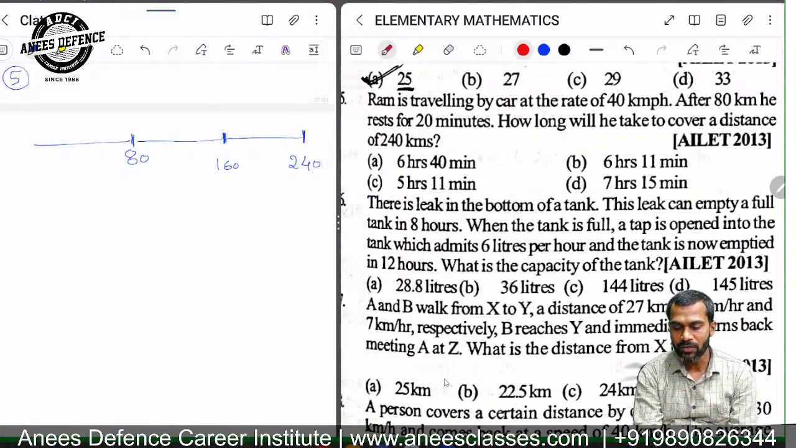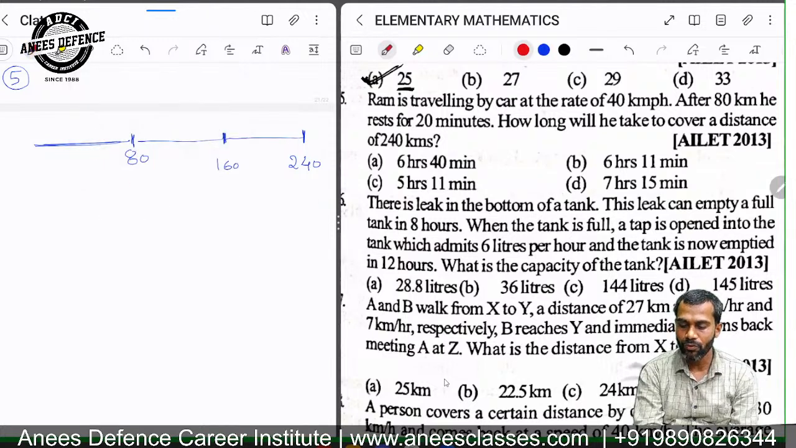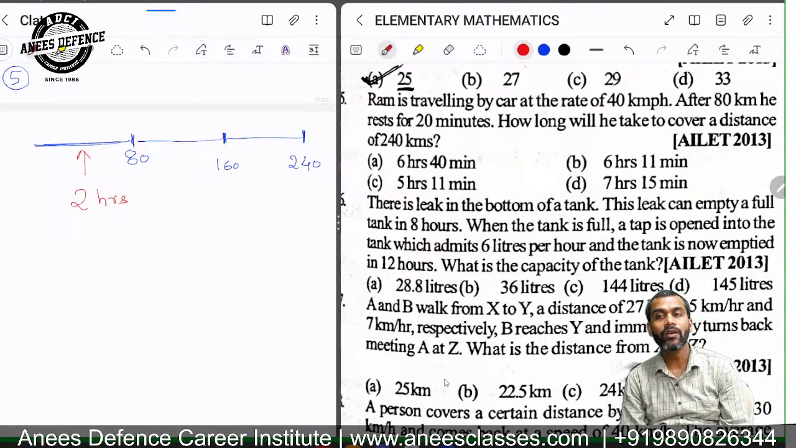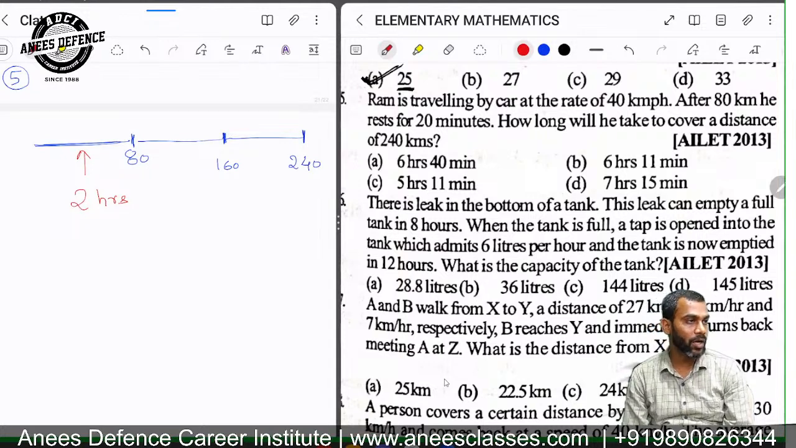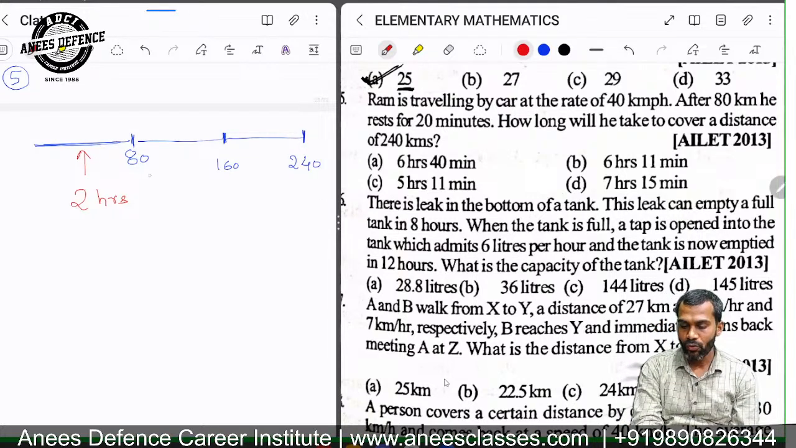So 80 kilometers will be covered in how many hours? 2 hours? Yes or no? Why? What is the speed? 40 kilometers per hour. So how much time will he need to cover 80 kilometers? 2 hours. Here, a 20 minutes break. Yes or no?